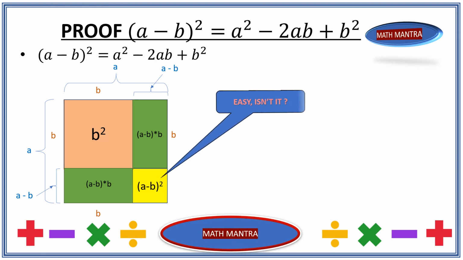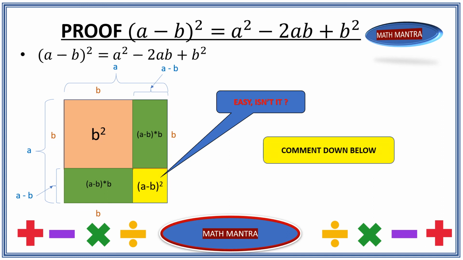I hope you can see how easy it is to prove (a minus b) square is equal to a square minus 2ab plus b square. And that is just one other way to prove it graphically, visually. You can see how the area of (a minus b) square we can come up with by deducting all the other areas and simplifying the equation, and it essentially becomes a square minus 2ab plus b square.